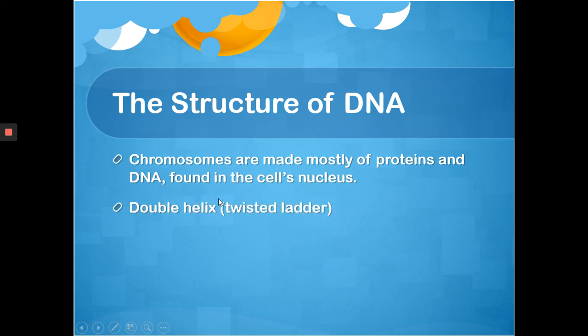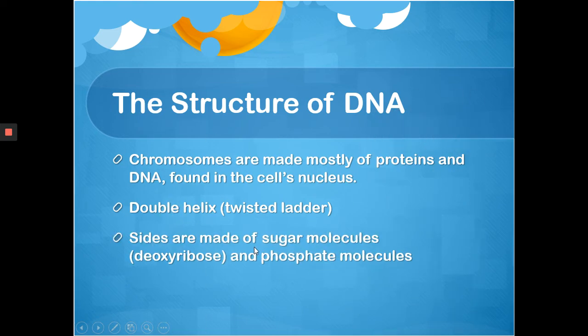So again, I just went through the structure of the DNA. Our chromosomes are made mostly of proteins and DNA, and this is found in the nucleus. The actual structure, that picture that we think of when we see DNA, is a shape called a double helix. So it's a twisted ladder, and that is the shape of the DNA.